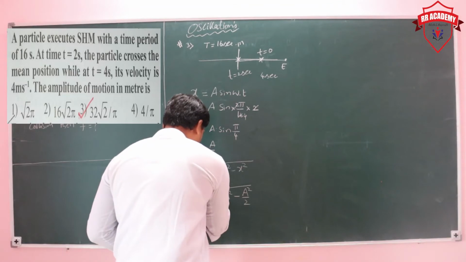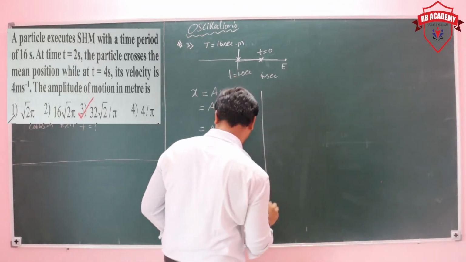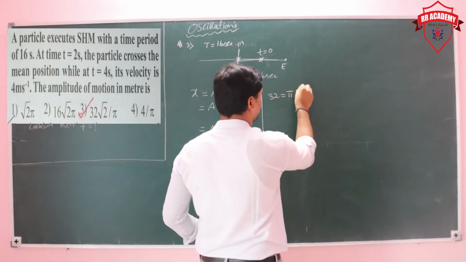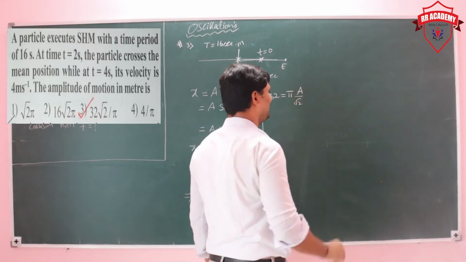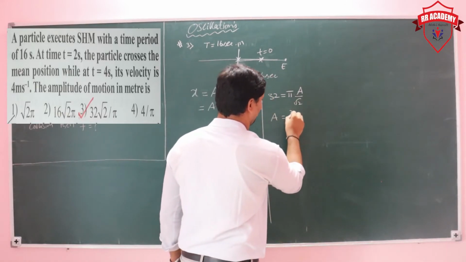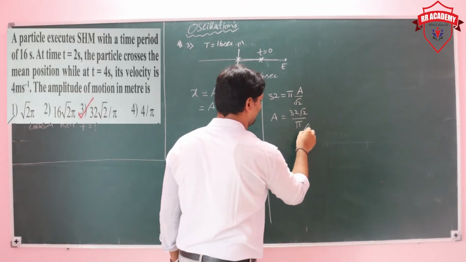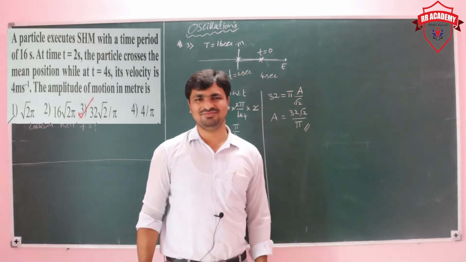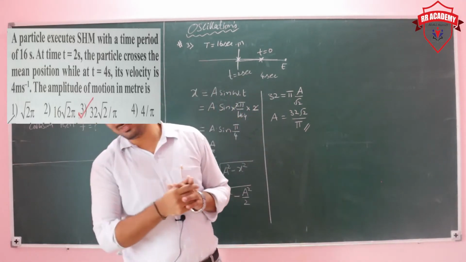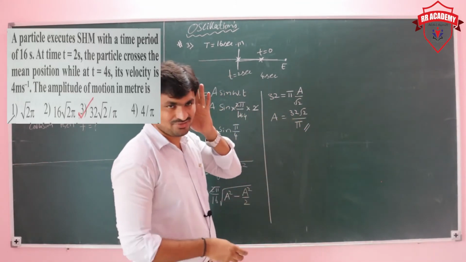Now the 2 cancels. Remaining we have 32 is equal to pi into a by root 2. Then amplitude a is equal to 32 root 2 by pi. Which option? Second option, sorry, third option.